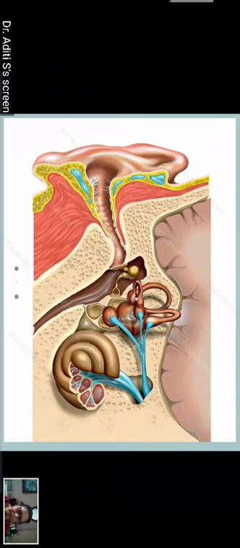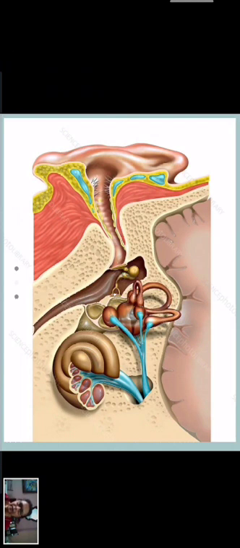What is its function? The handle of the malleus, the manubrium, is attached to the tympanic membrane. Tensor tympani causes the tympanic membrane to be kept tensed. That's why it is called tensor tympani. It keeps the tympanic membrane tensed.